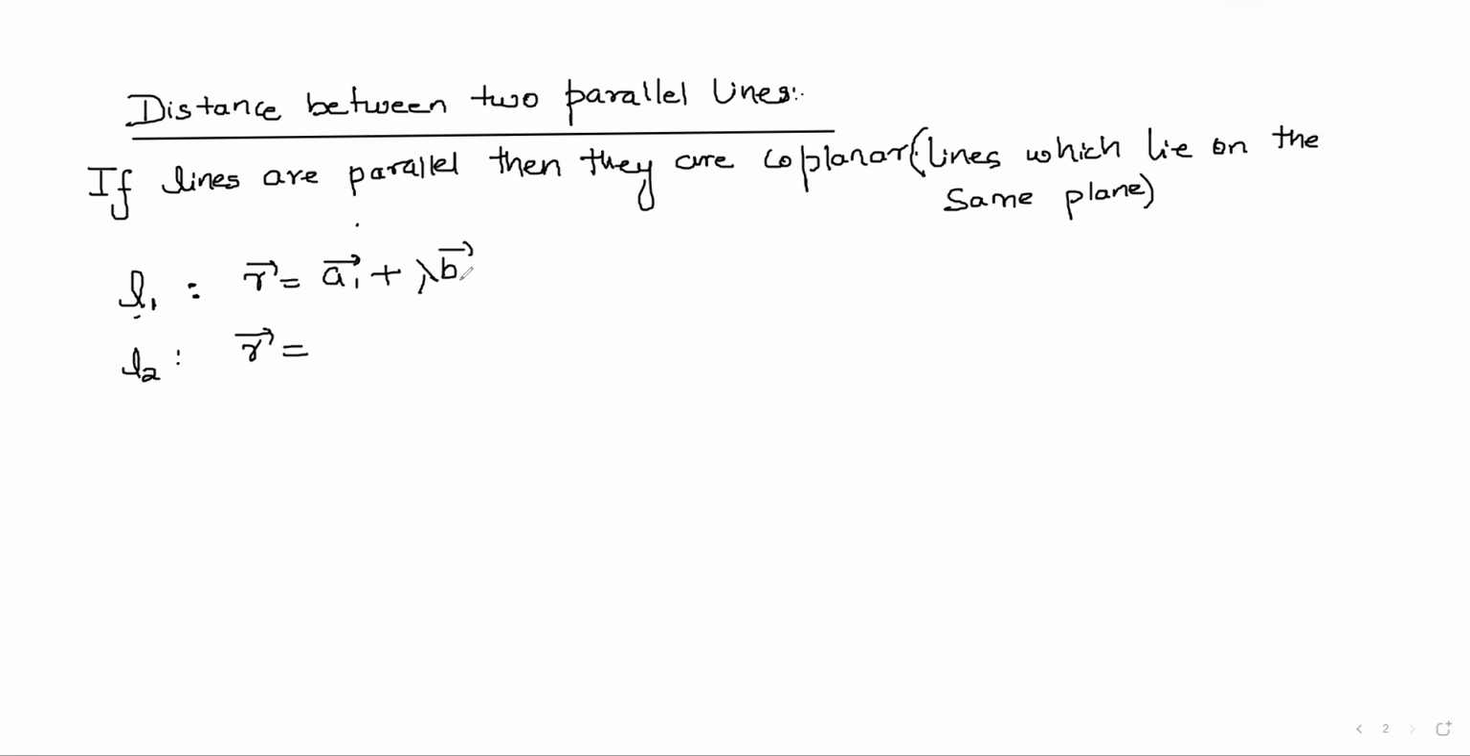What is B here? B is a vector that is parallel to the line. Yes, B, sir, is a vector which is parallel to the line.